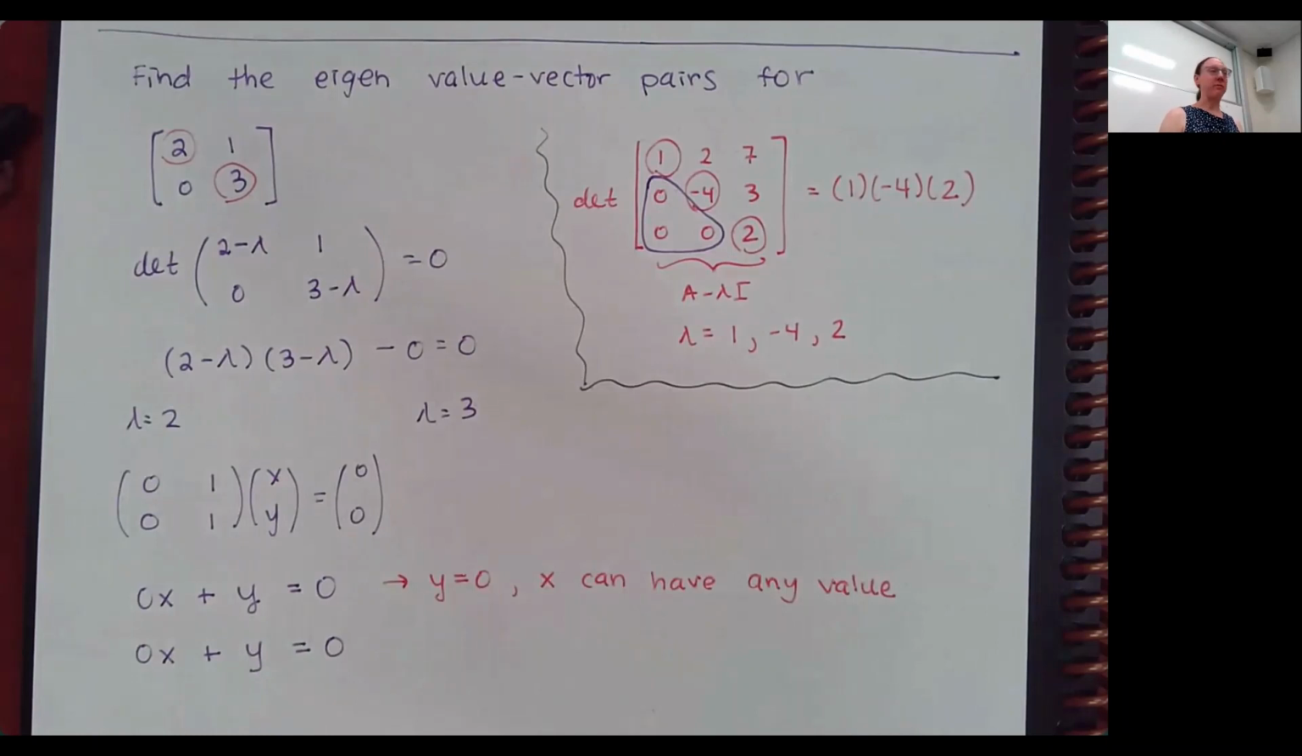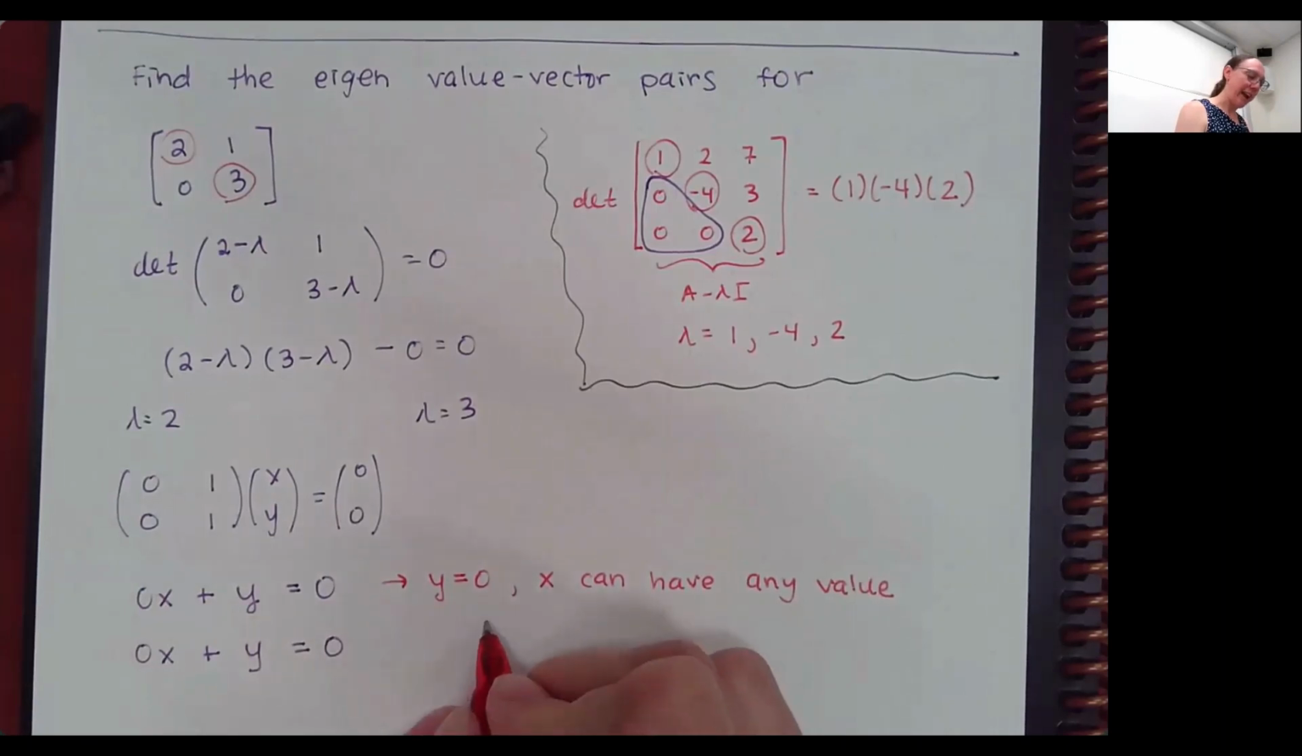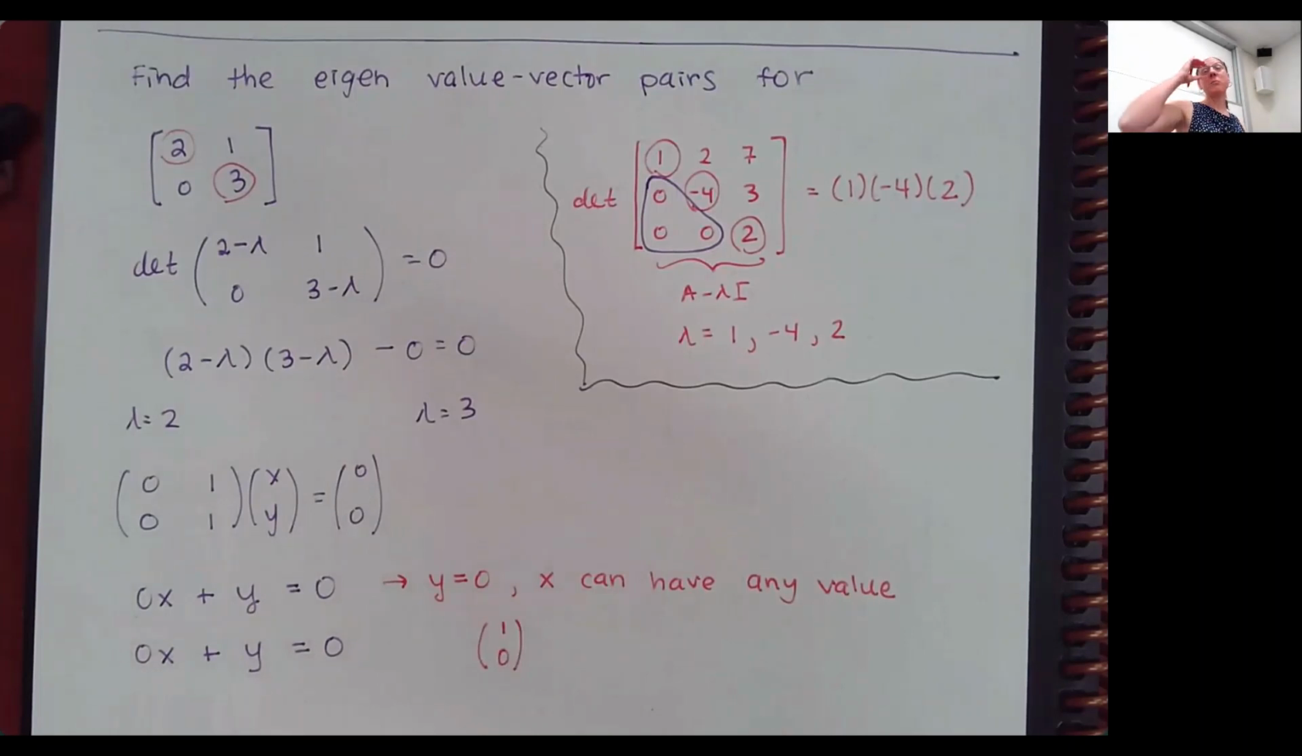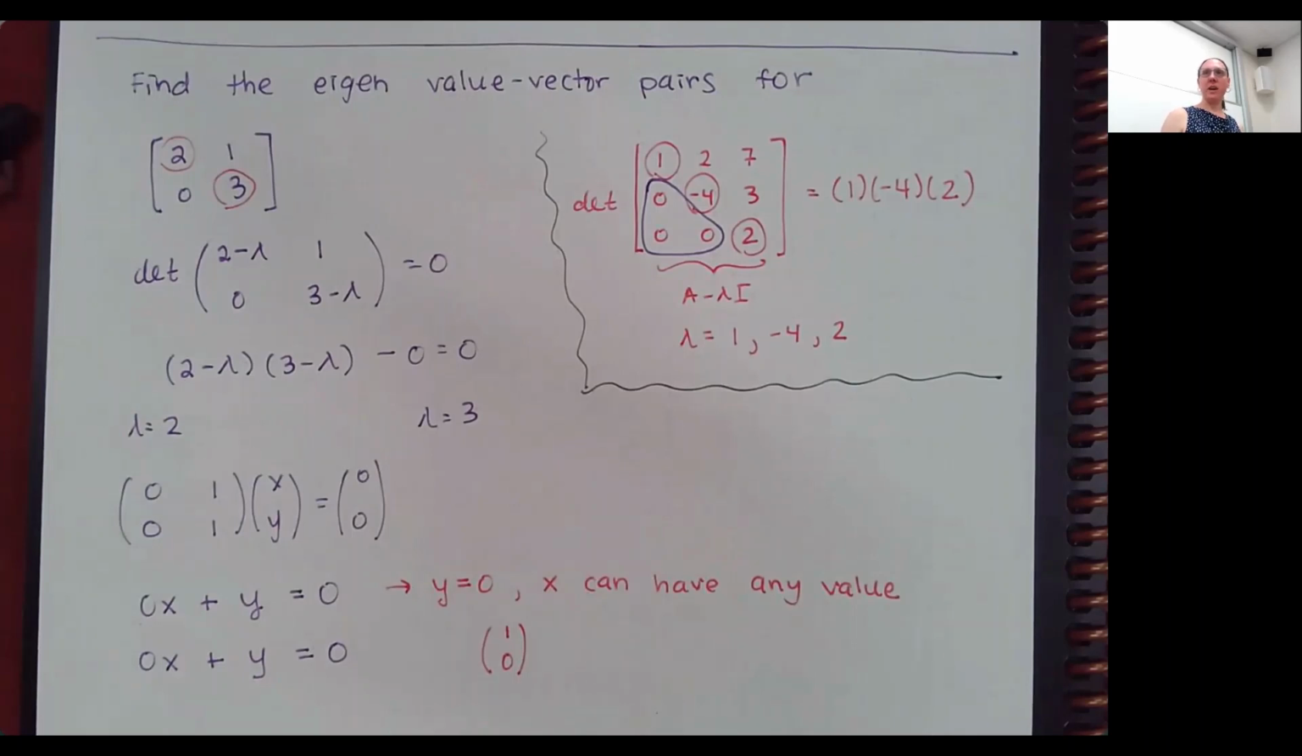Because if I choose 3 for x, for example, 0 times 3 is 0. That's fine. Plus some more 0 is equal to 0. So I can make this equation true for any value of x as long as y is 0. And it's important for us to choose an eigenvector that isn't 0, 0. Two things I keep in my head: 0, 0 in a biology context means all the critters are dead. 0, 0 from an economics standpoint means my revenue is 0. Neither of these are what we're looking for.